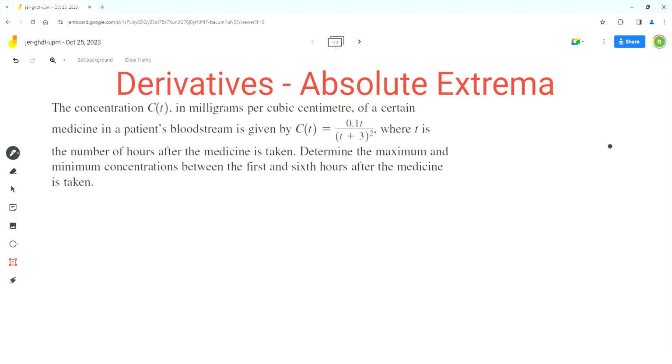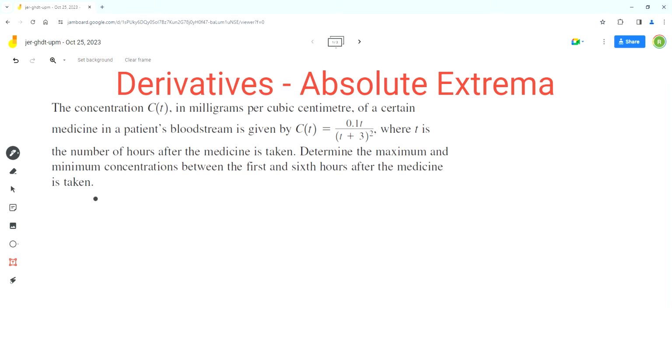So in this video, we'll solve this problem using the concepts of derivatives. As per the problem, the concentration C(t) in milligrams per cubic centimeter of a certain medicine in a patient's bloodstream is given by C(t) = 0.1t/(t+3)², where t is the number of hours after the medicine is taken.